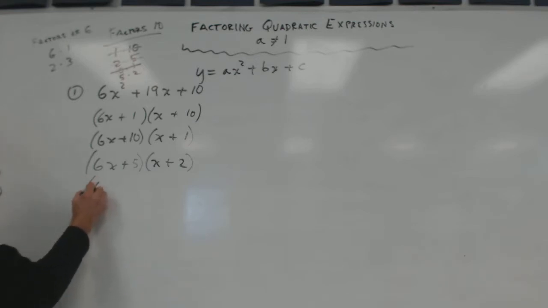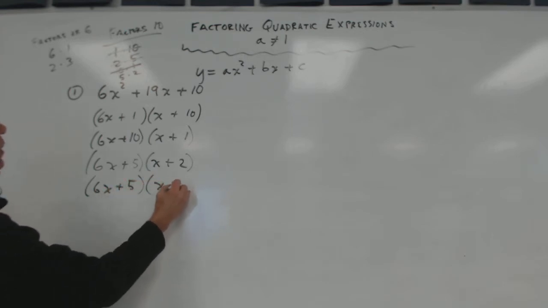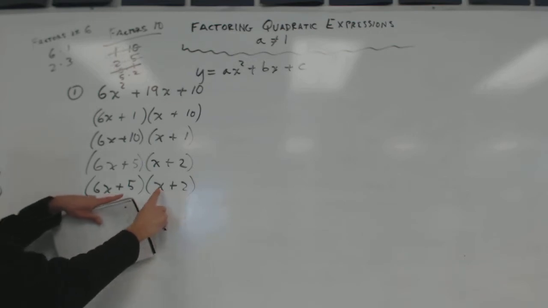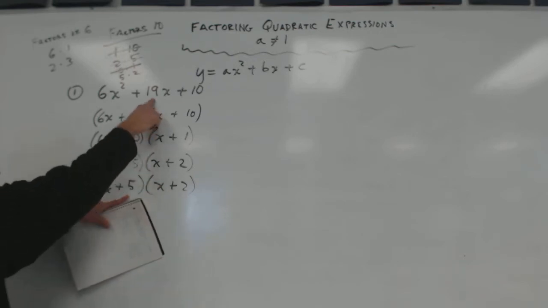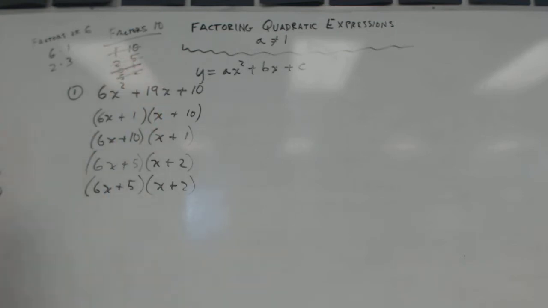So we got one more. 6x plus 5 times x plus 2. Let's try that. 12, oh, we're getting close. 12x plus 5x, oh, 17x. So it's none of those. What does that mean?